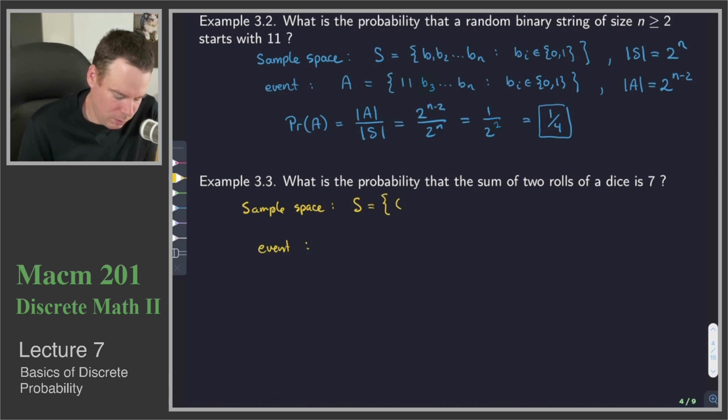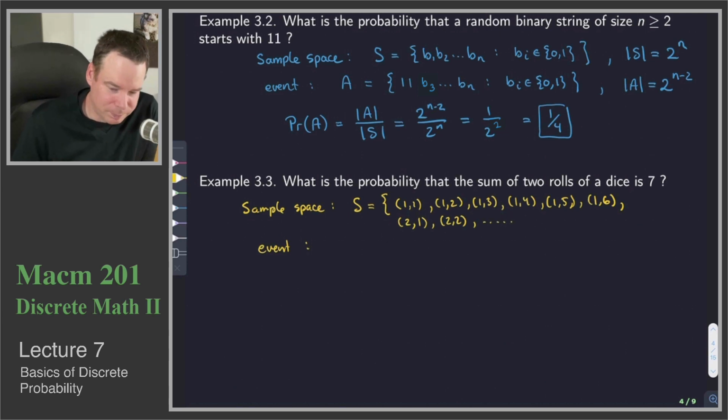So that would be, for example, the first die could be 1, the second die could be 1. So those are the values of the side that's face up when you roll them. Or you could have a 1 and then a 2, or a 1 and a 3, or a 1 and a 4, or a 1 and a 5, or a 1 and a 6. Or the first die could have been 2, and so you get 2, 1, or 2, 2, and so on.